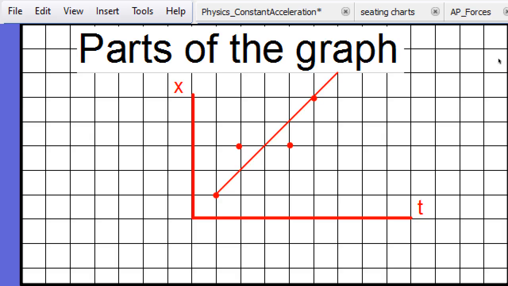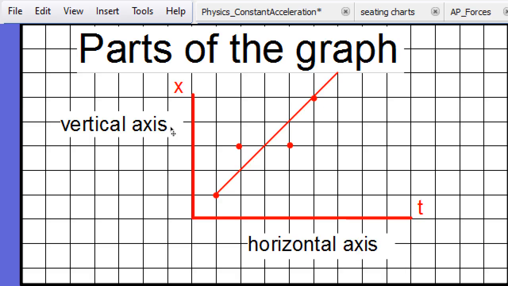Away we go. Alright, now, here is a basic graph. Let's talk about what the different parts are called. Well, let's talk first about the axis. There's my vertical axis. Vertical because it's going up and down. Horizontal because it's going horizontal, like the horizon is horizontal.